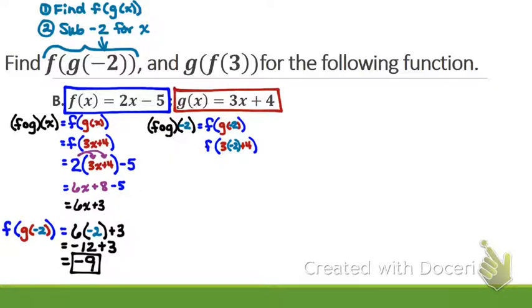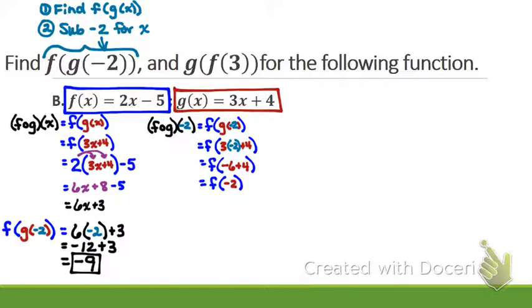What is 3 times -2? -6. So I would have -6 plus 4 right here. What is -6 plus 4? -2. And so then it's telling me to use that -2, not the -2 from the beginning, but when I put -2 into my function g, it spit back out a -2. And so I'm going to take that output and I'm going to feed it into my function f now.